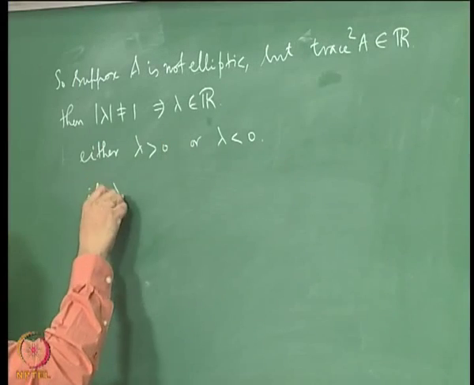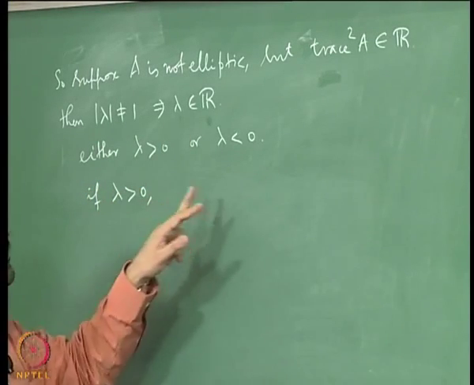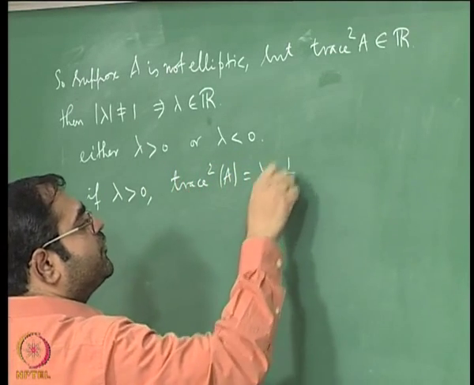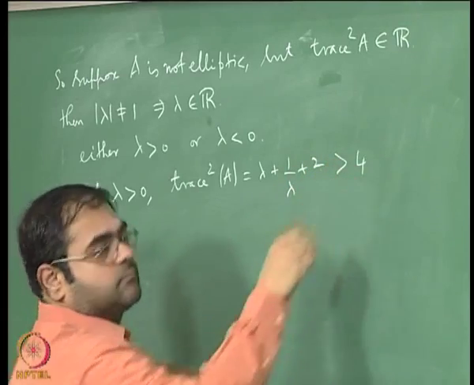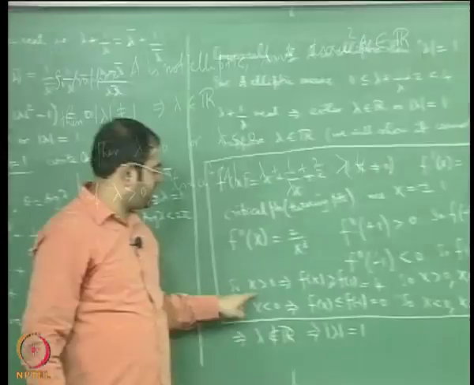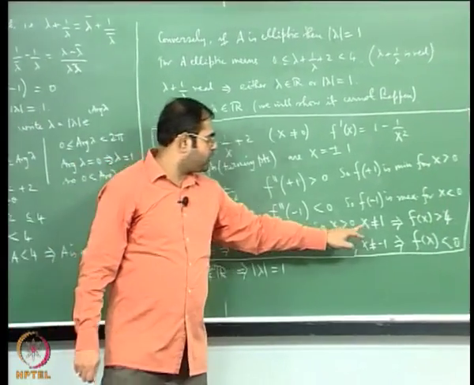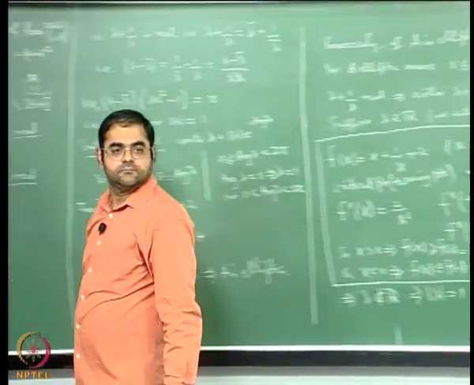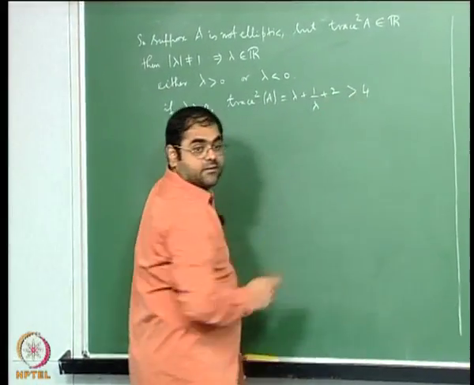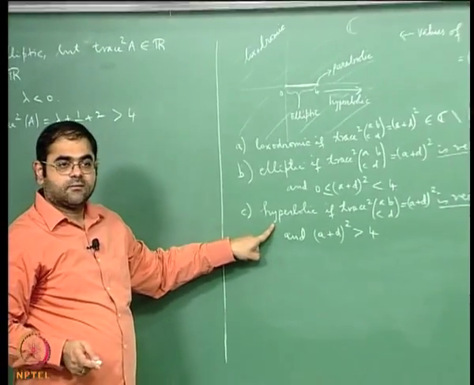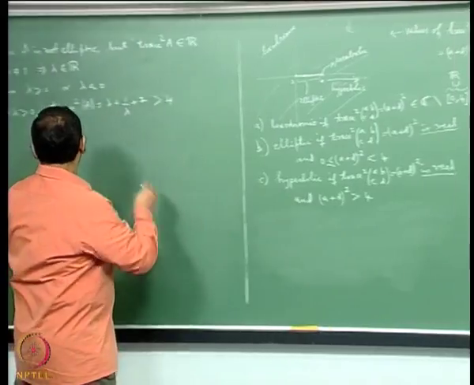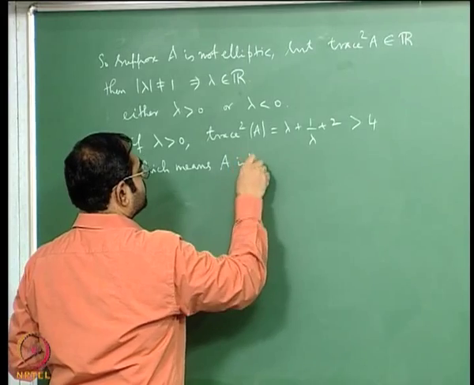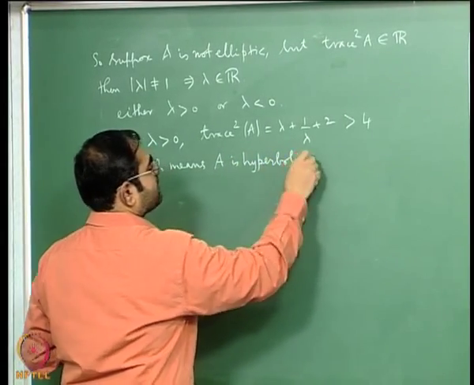If lambda is positive, then trace squared A is just lambda plus 1 by lambda plus 2, that is greater than 4 here. If x is greater than 0 and x is not equal to 1, then x plus 1 by x plus 2 is greater than 4. So trace squared A becomes greater than 4 and that is the condition for A to be hyperbolic, which means A is hyperbolic.